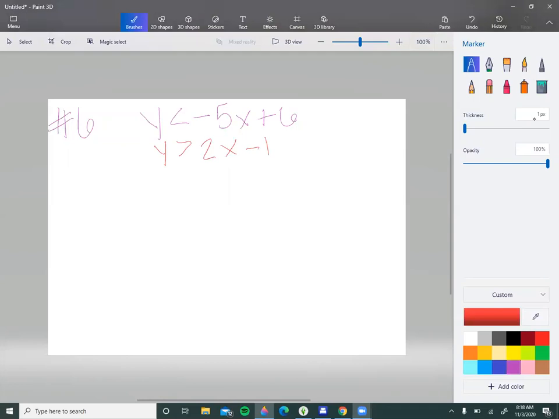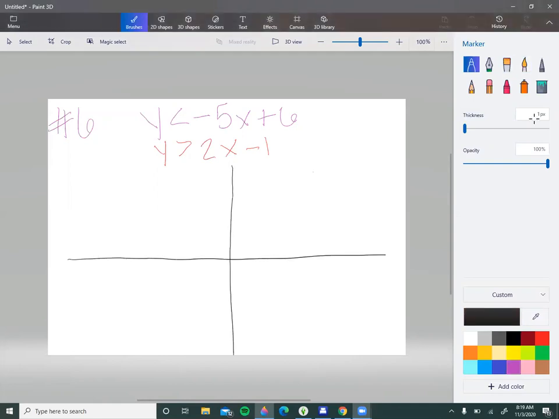I want you guys to know that since there is no equal sign underneath these, the lines are going to be dotted because the answer cannot be on the lines. So next thing we do is graph. Now graphing does not have to be as complicated as it seems. So first we're going to go with the first equation.